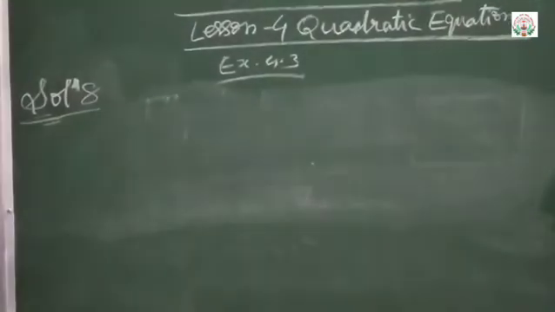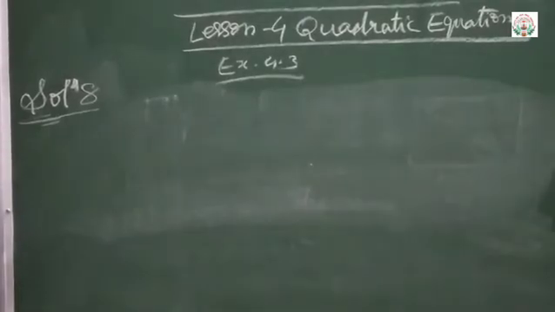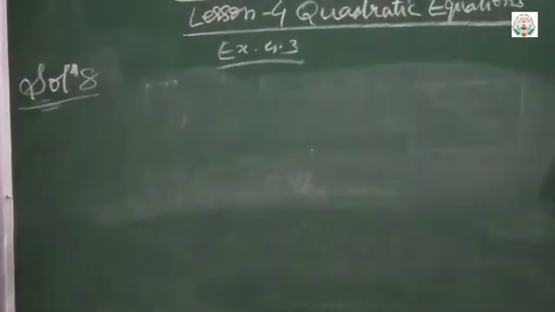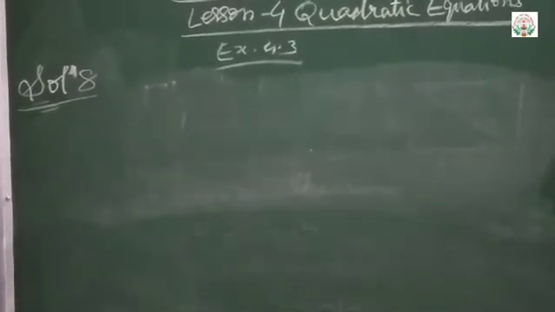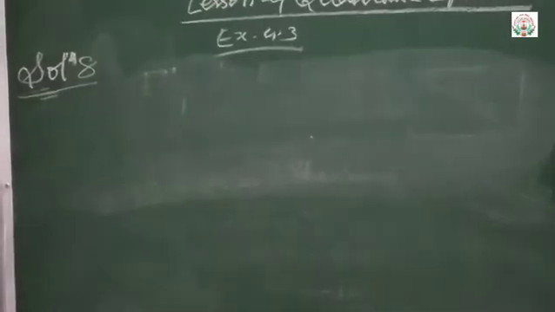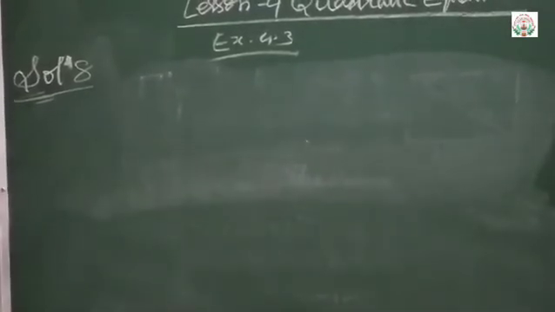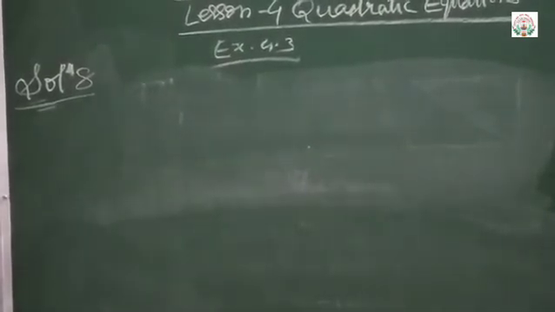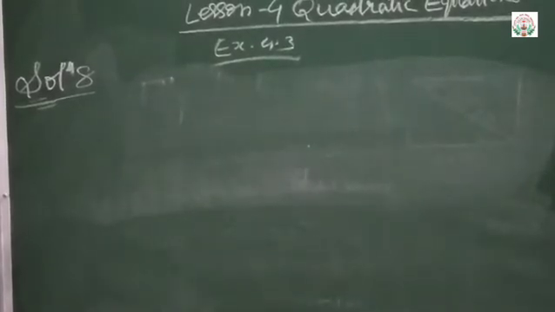Now 8th question is, a train travels 360 km at a uniform speed. If the speed had been 5 km per hour more, it would have taken 1 hour less for the same journey. The journey is 360 kilometers. Find the speed of the train. Okay, so what will you write?